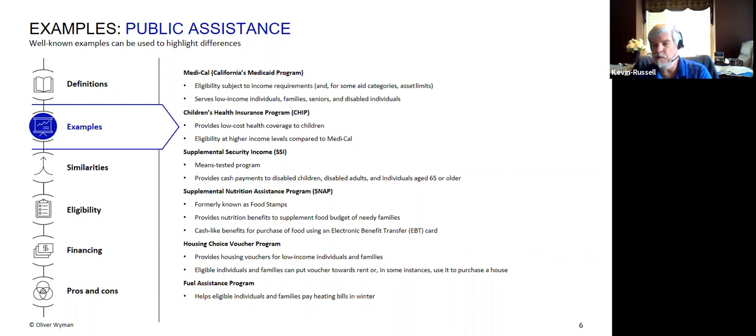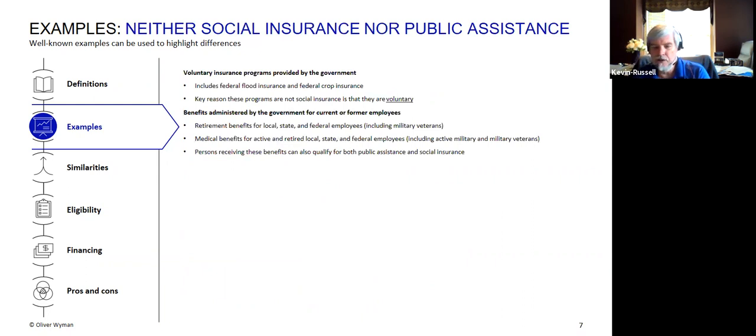Okay. And moving on now to slide 7. Just because the government is running and financing a program doesn't make it social insurance or public assistance. Here are some examples. The federal flood insurance and federal crop insurance programs are voluntary, and so they are not public assistance nor social insurance. Then there are benefits administered by the government for its current and former employees. So you've got retirement benefits for state, local, and federal employees, including military veterans. You've got medical benefits for the active and retired local, state, federal employees, including active military and veterans.